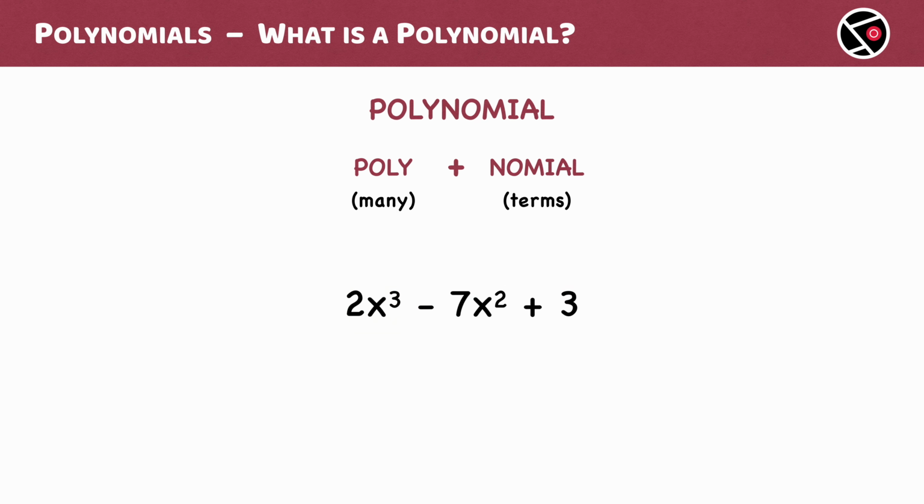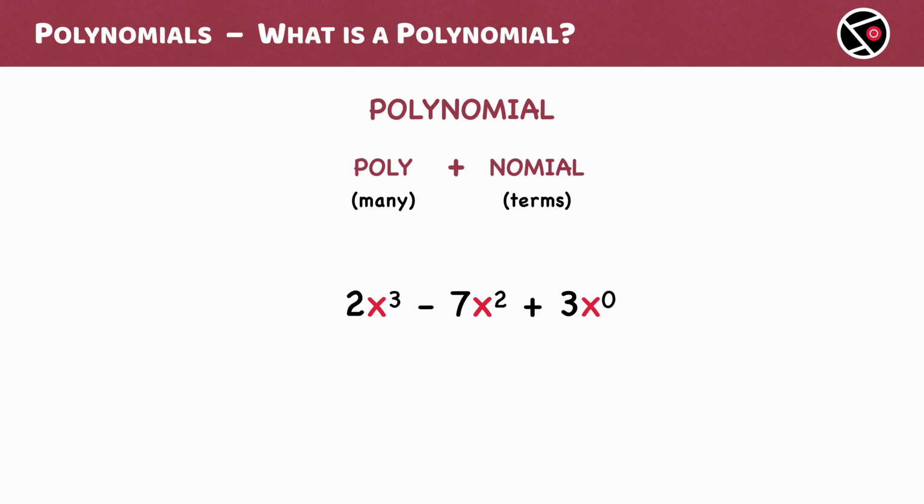Now inside each of these terms, we have three important elements. First, the variable. We have the variable x in the first and the second term, and we can think of 3 as 3 times x raised to the power 0. X to the power 0 is 1. The term is 3 times 1, or simply 3.